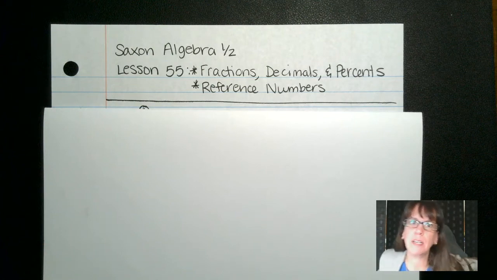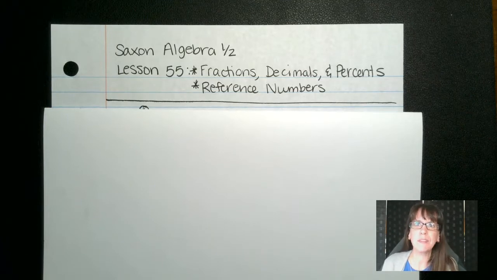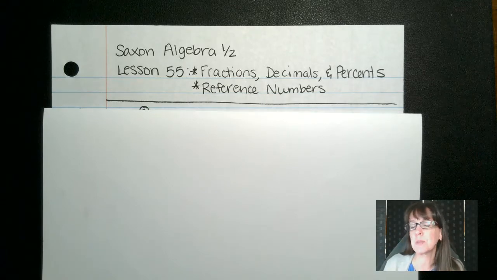Friends, welcome back. We're talking today about Saxon Algebra 1/2, 3rd edition blue book, lesson 55, fractions, decimals, and percents, and some reference numbers that you'll need. Okay, fractions are the same as decimals, which are the same as percent, and we're going to talk about all of that and how they tie together.